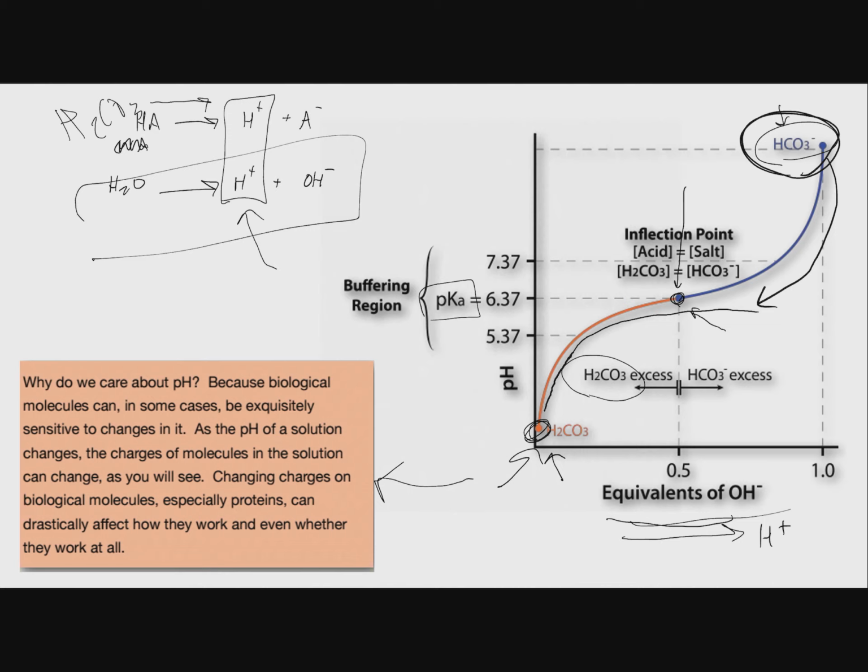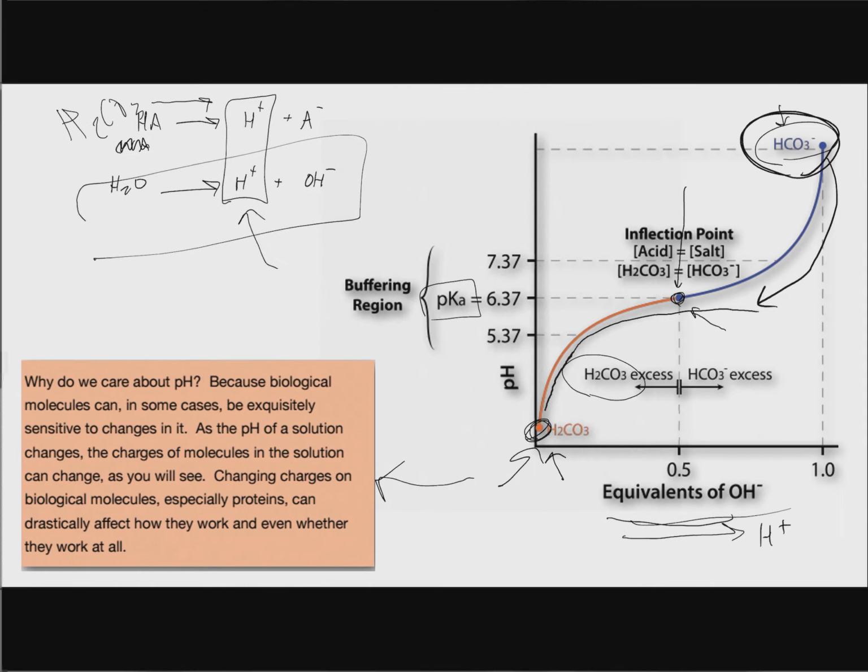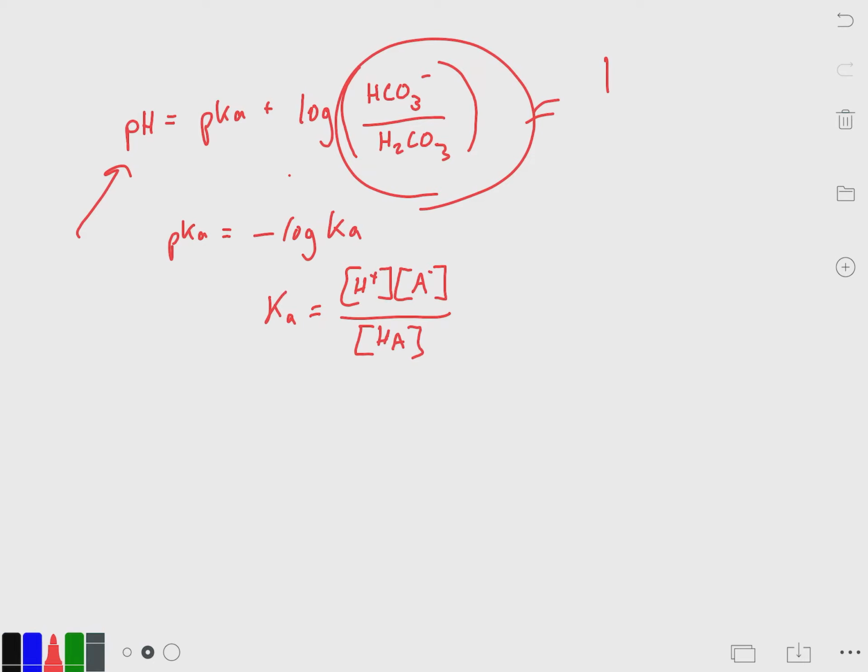So the maximum ability to either donate or accept comes from when these two are in equal amounts, so when the ratio of them is 1. And this is consistent with the Henderson-Hasselbalch equation. When we actually go and plug in a log of 1, take you back to the equation, if we go in here and plug in 1, well, log of 1 ends up being 0. And so the pH is just equal to the pKa when these are essentially equal to each other.